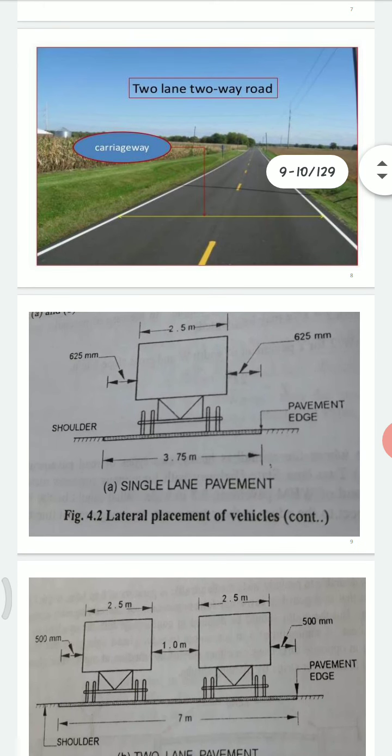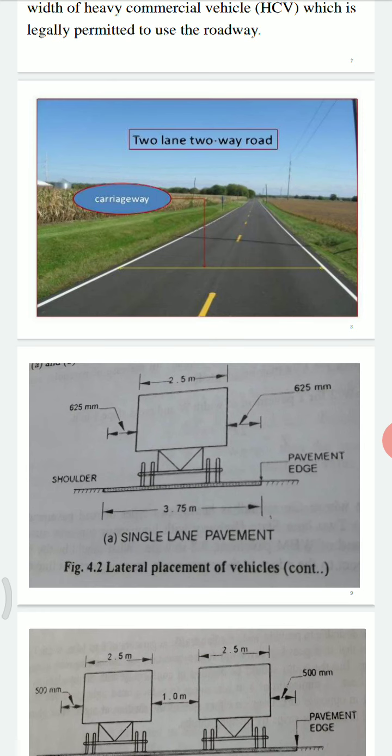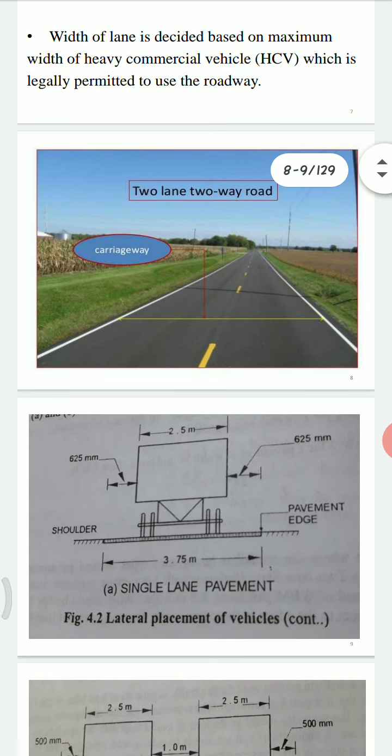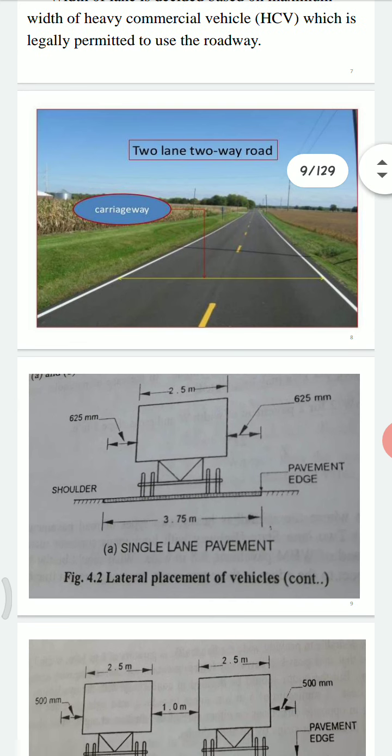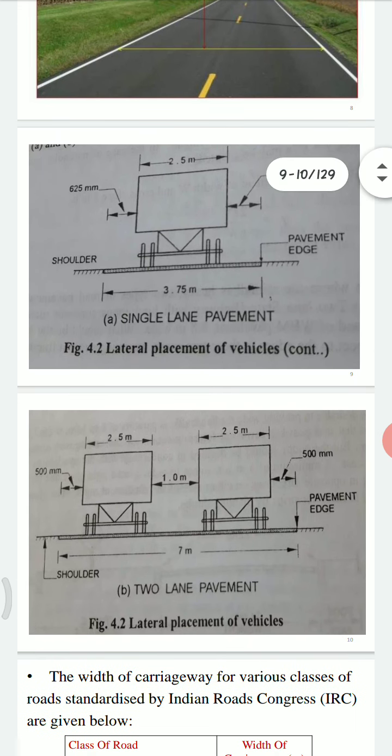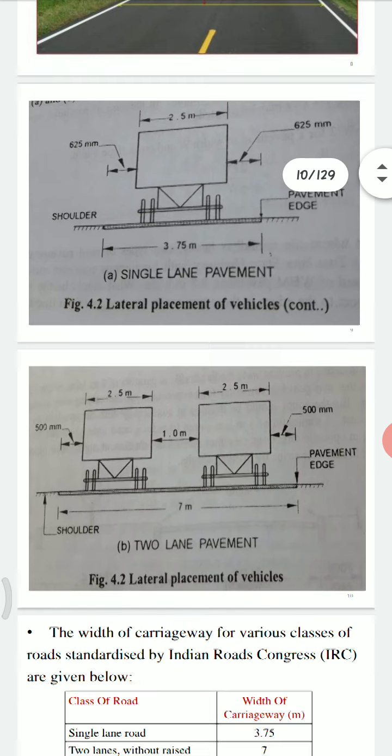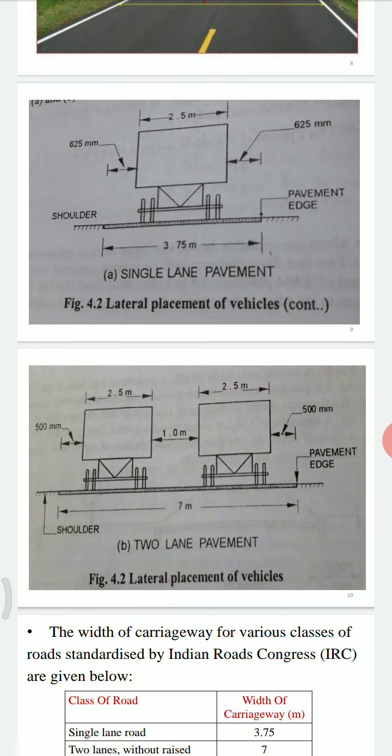See in that, the vehicle is 2.5 meters wide. The lane width of 3.75 meters is provided, the general carriageway width. Here there are two vehicles. The vehicle width is 2.5 meters, and in between, 1 meter is left as clearance. The total width of the pavement for a 2-lane road is 7 meters.